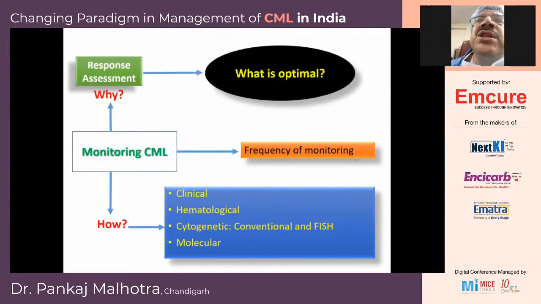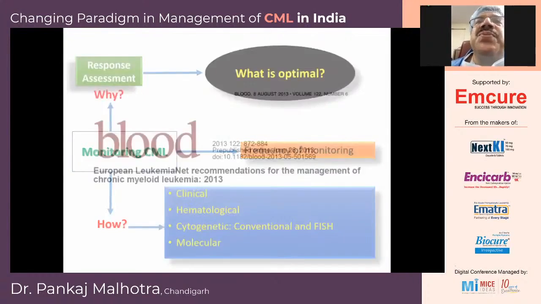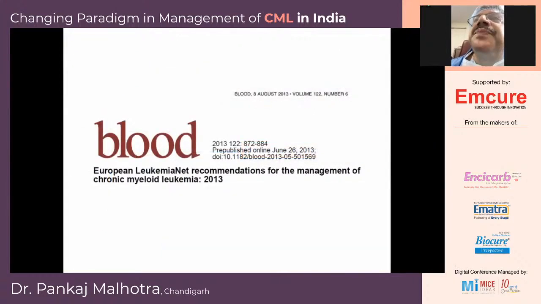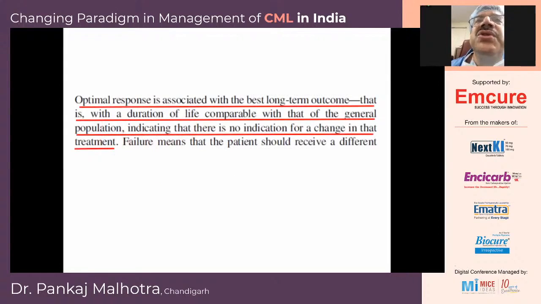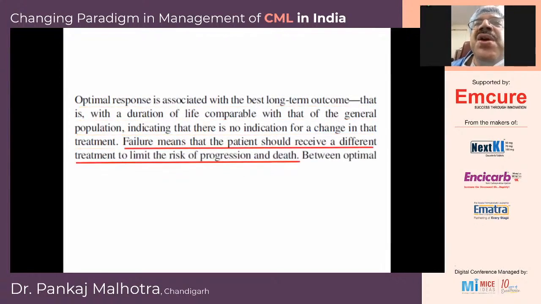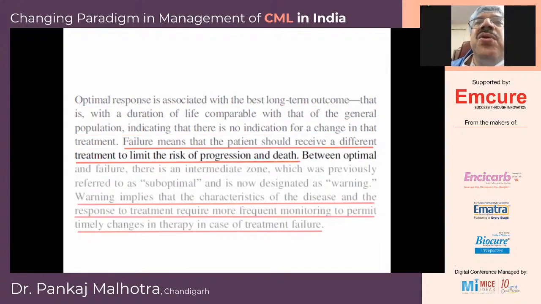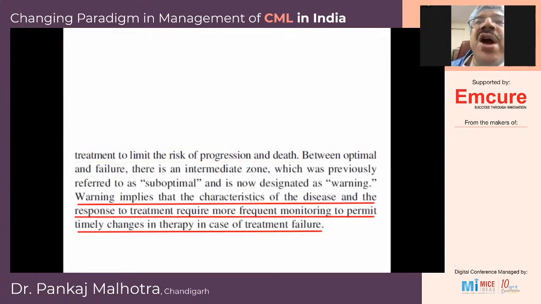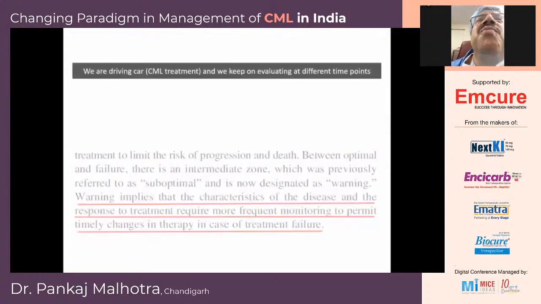Now, the next question is what is optimal assessment? And Dr. Tulika has already, I think, discussed the ELN 2020. I'll just discuss a little bit about the 2013 before going to 2020. So the optimal response was the one associated with long-term outcome. Failure means the patient should receive a different treatment to limit progression, and warning means that the patient is responding, but you require more frequent monitoring.